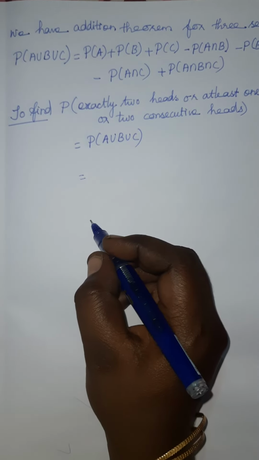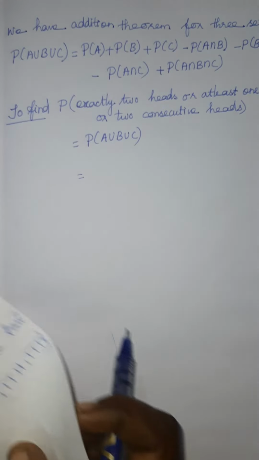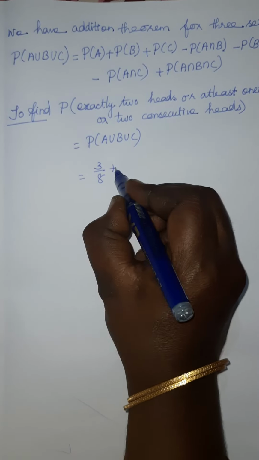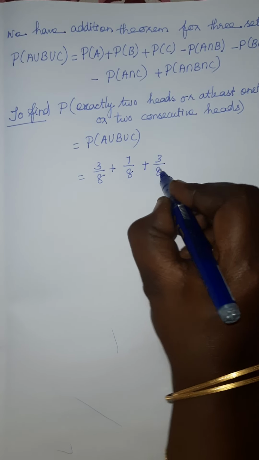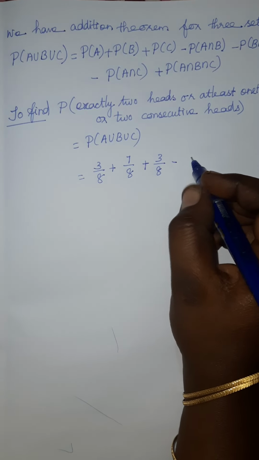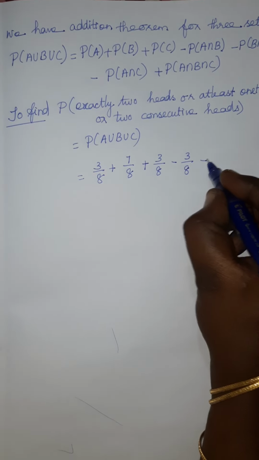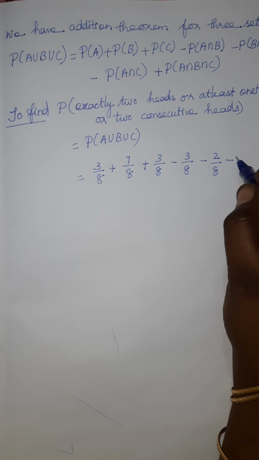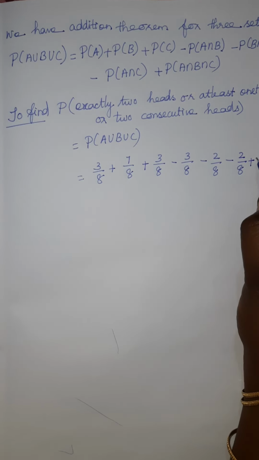Now you can apply the values. What is the probability of A? Probability of A is equal to 3 by 8, plus probability of B is 7 by 8, plus probability of C is 3 by 8, minus probability of A intersection B is 3 by 8, minus probability of B intersection C is 2 by 8, minus probability of A intersection C is 2 by 8. Next, plus probability of A intersection B intersection C is also 2 by 8.